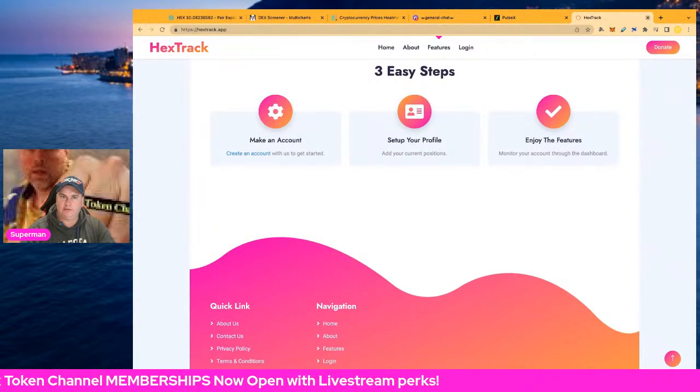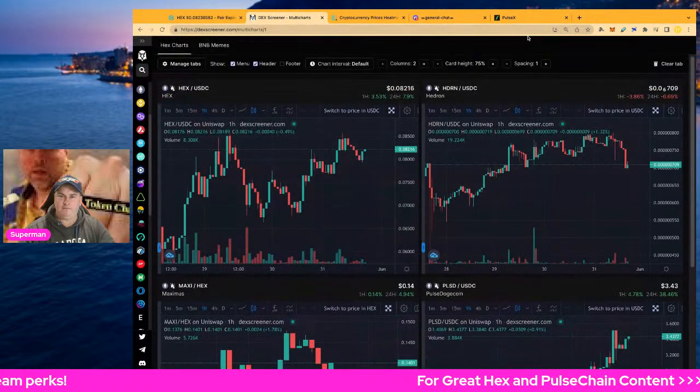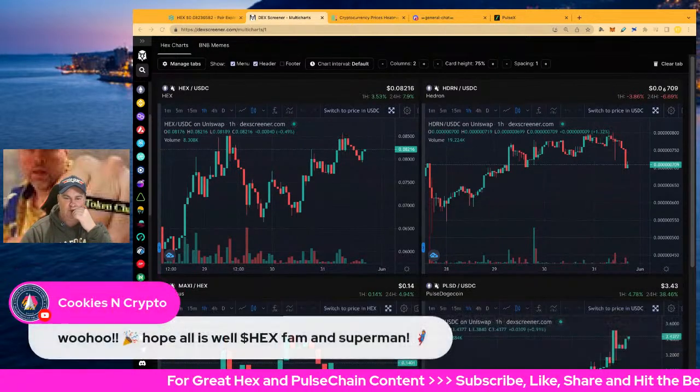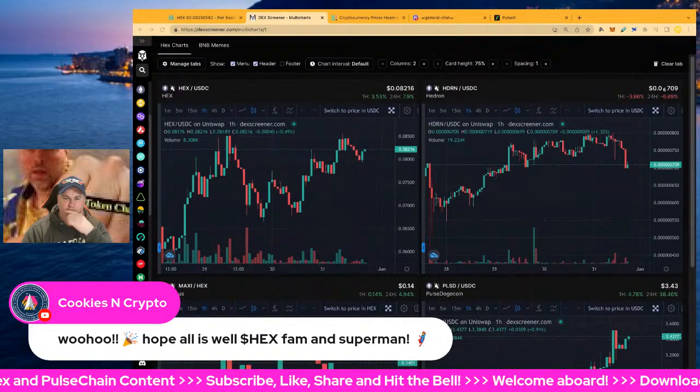All right, I'll probably add that in a bit later. Nice. All right. So what else we got there? We got Great White in the house with the emojis. Woohoo! Crypto and Cookies says, woohoo! Hope all is well. Hex Token family and Superman.